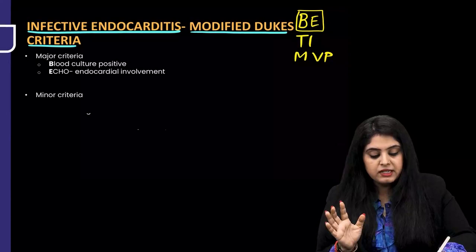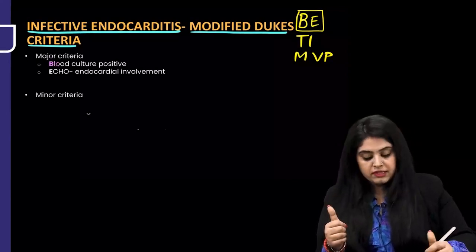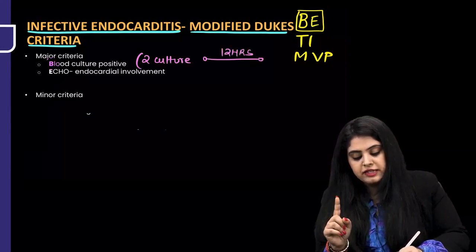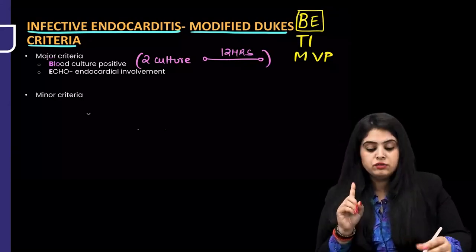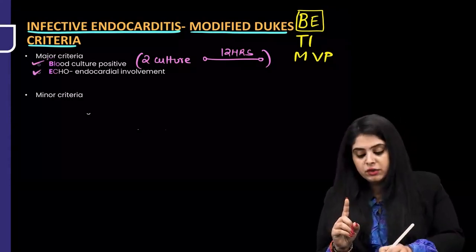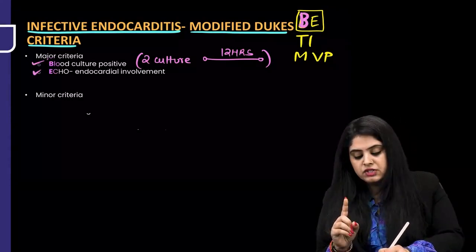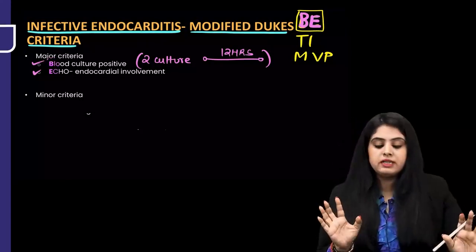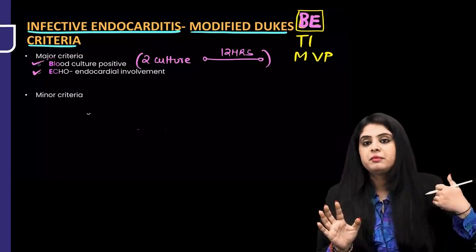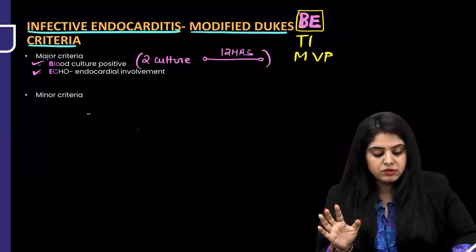That is number one, the blood cultures should be positive and these should be two cultures. You don't rely on one culture. These have to be two cultures which are taken 12 hours apart. So that is B for blood culture. And second, heart problem hai na, to endocardial echo pe involvement hona chahiye. So what is Beti? B is for blood culture and E is for echo, showing you that yeah, there is an endocardial involvement. After that, everything else becomes minor criteria. Beti the most valuable person.